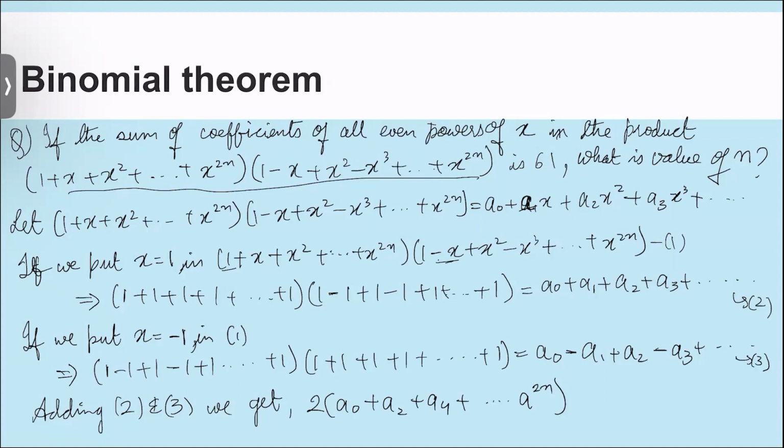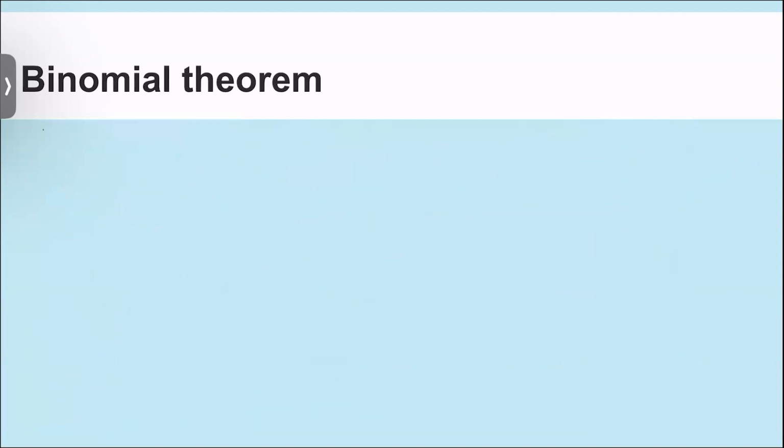Okay, now what we see is that the number of coefficients, okay, we have 2n, it actually becomes the sum of coefficients is actually 2n plus 1. Okay, and we are given that 2n plus 1.